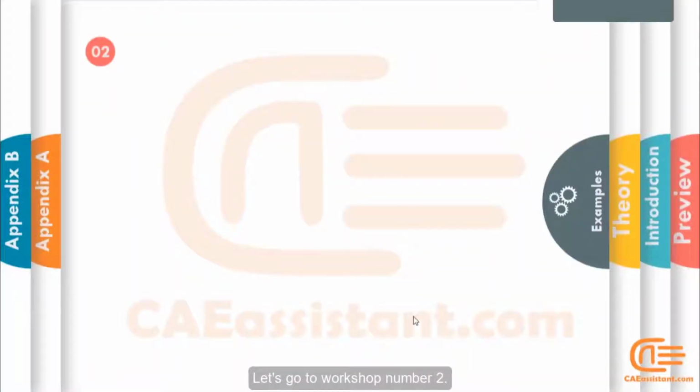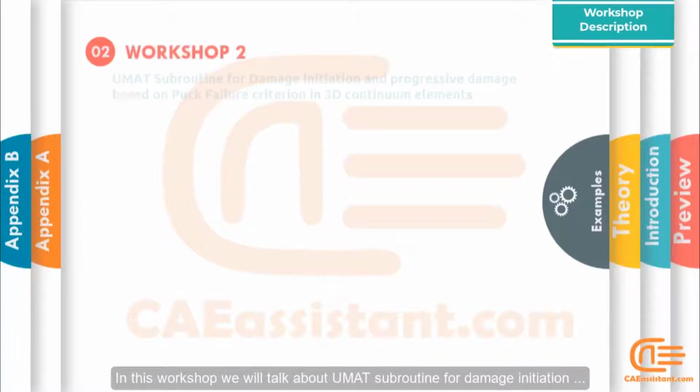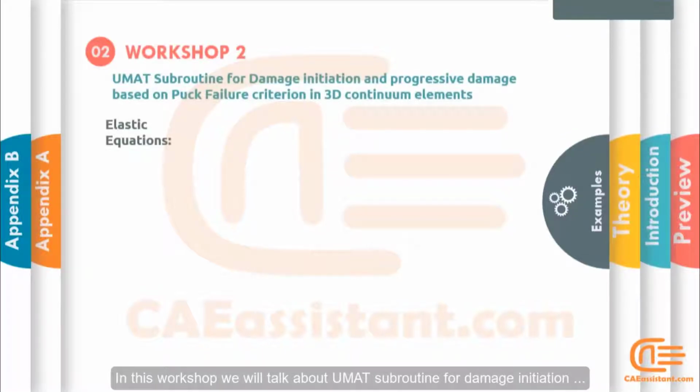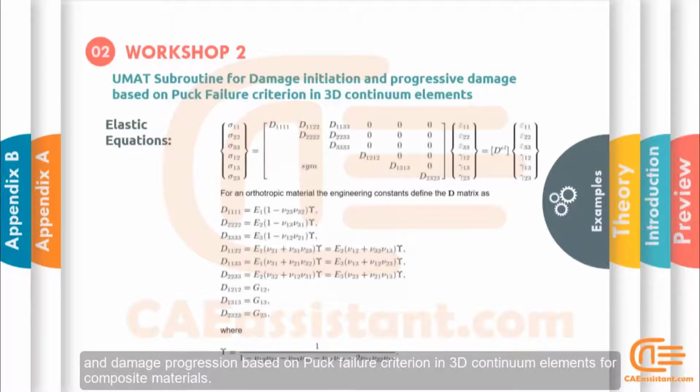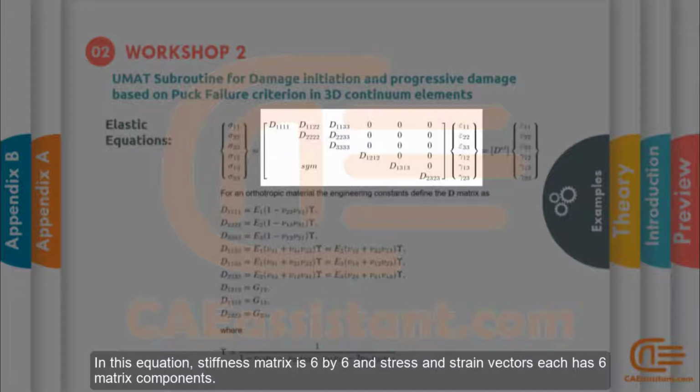Let's go for workshop number 2. In this workshop, we will talk about the UMAT subroutine for damage initiation and damage progression based on Puck failure criterion in 3D continuum elements for composite materials. You can see elastic equations for composite materials here, which can also be found in the Abaqus documentation. In this equation, the stiffness matrix is 6 by 6, and the stress and strain vectors each have 6 components.